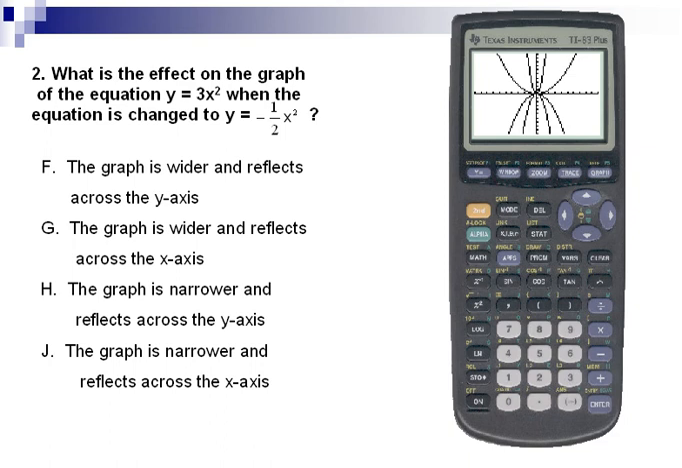Problem number 2 asks, what is the effect on the graph of the equation y equals 3x squared when the equation is changed to y equals negative 1/2 x squared? Again, what we want to do here is to place both of these equations into y equals. So go to y equals and clear out anything that is there. In y1, we want to place the equation 3x squared. And in y2, we want to place the equation negative 1/2 x squared and compare these graphs.